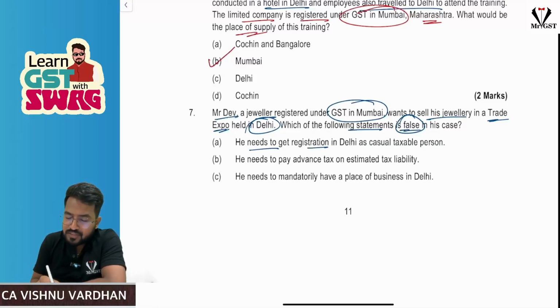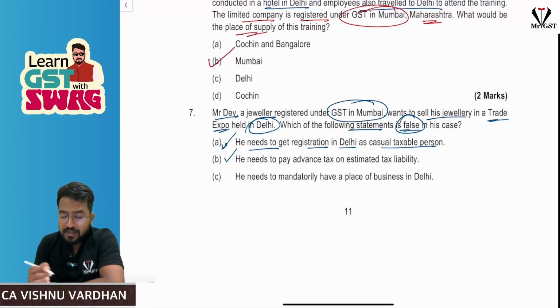He needs to get registration in Delhi as a casual taxable person. This is true, sir. We want a false statement. He needs to pay advance tax on his estimated tax liability. This is true. He needs to mandatorily have a place of business in Delhi. Sir, without a place of business, he can go for what? Casual taxable registration. So this is false.